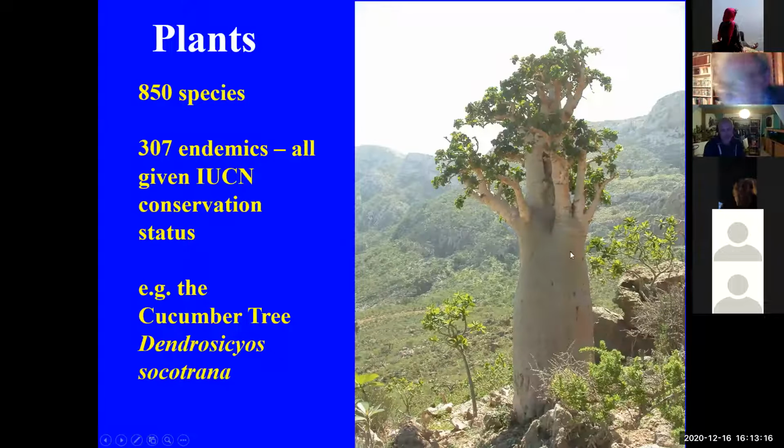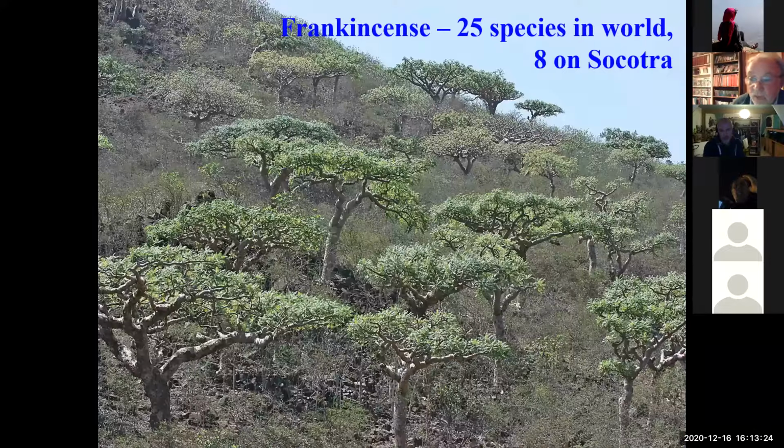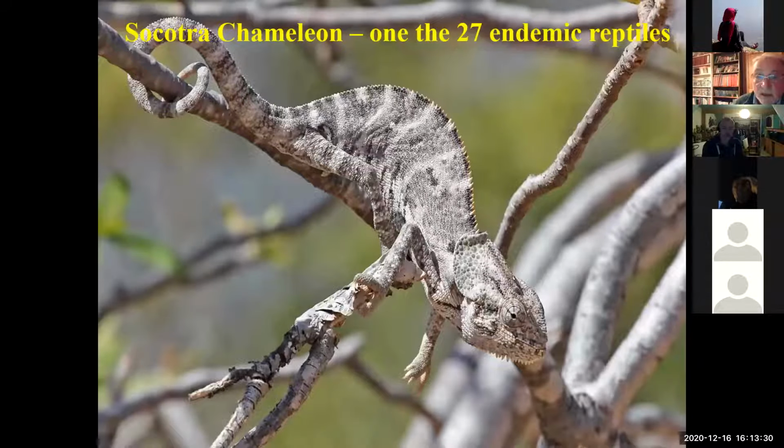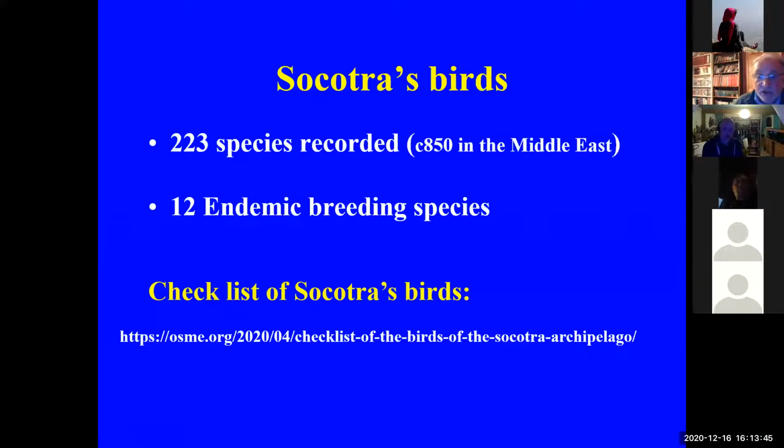And this is just a photograph of one of the special trees, the endemic trees, the cucumber tree on Socotra. Their work also determined the number of frankincense species, 8 on Socotra. And we've also got to just mention briefly, before I come on to the birds, just one of the reptiles, the Socotra chameleon, fairly common creature. Now on to Socotra's birds.